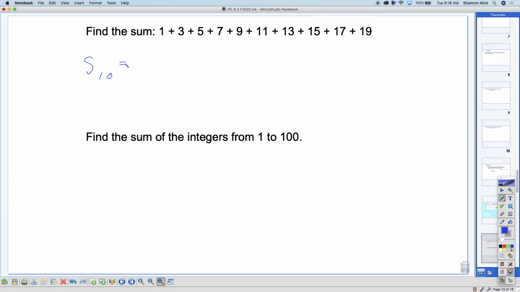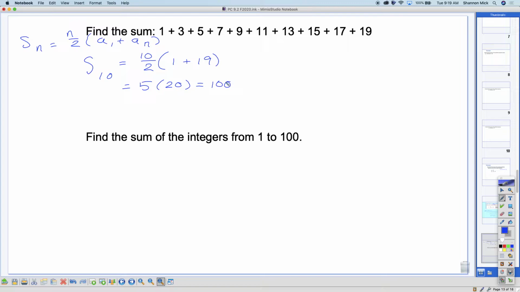So, oh, we didn't write our formula. So S of N equals what? N over 2 times A sub 1 plus A sub N. Okay, so what's N? 10. How many over are there? 5, 10 over 2. First term, 1. Last term, 19. So I get 5 times 20. Or you could take 20 divided by 2 is 10, and 10 times 10 is 100. Good job, guys.